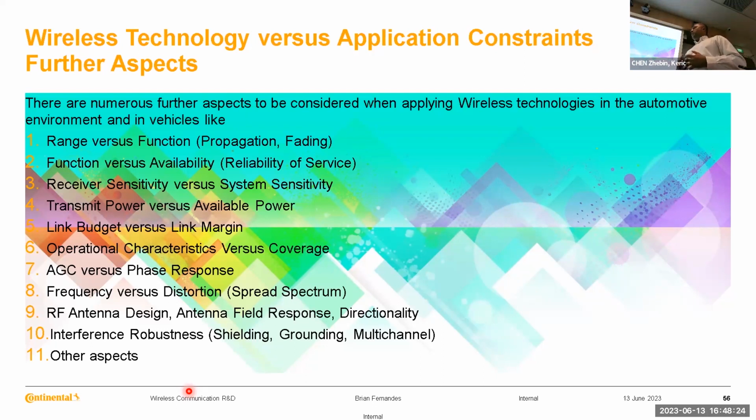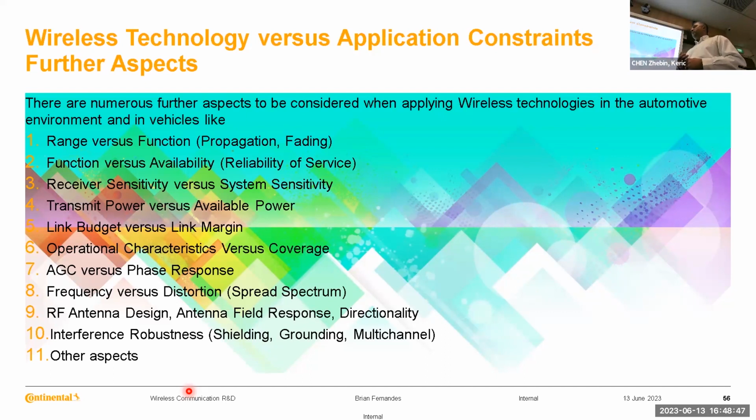Then, of course, you have operational characteristics versus coverage. So where do you want your function to operate? As you saw, there's zones where your wireless doesn't communicate. So then if you want to have a distance measurement in the area that doesn't work, then it's not possible. So we have to balance out the operational requirements versus the actual coverage around the vehicle.